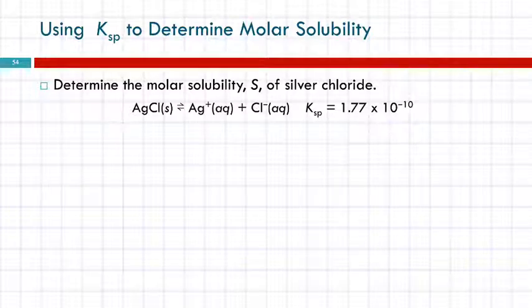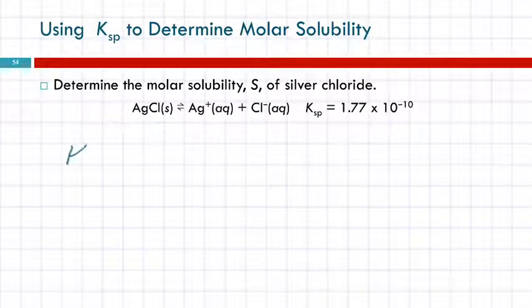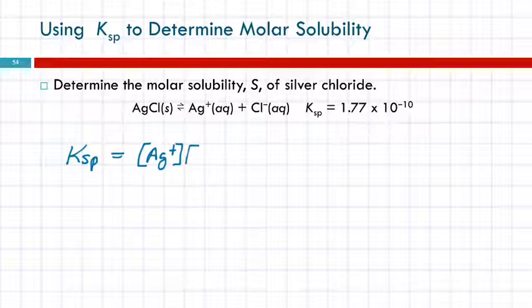Determine the molar solubility, S, of silver chloride. So here they wrote the equation out for us, and they gave us Ksp. We need the equilibrium, or the solubility expression for this equation. Ksp equals, that's a solid, that's not going to show up. We've got product times product, Ag+ times Cl-. So that's what Ksp equals.